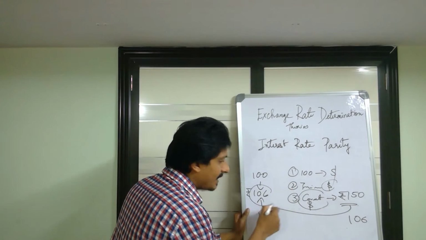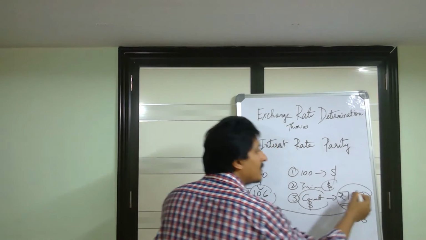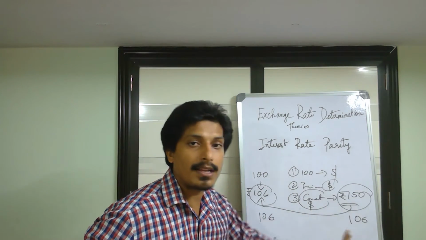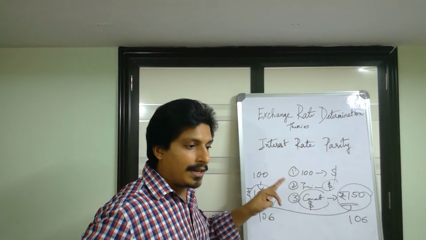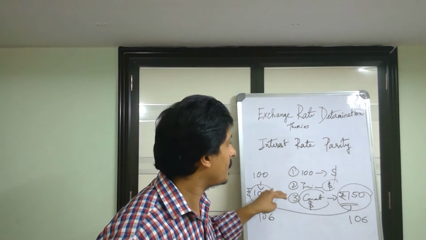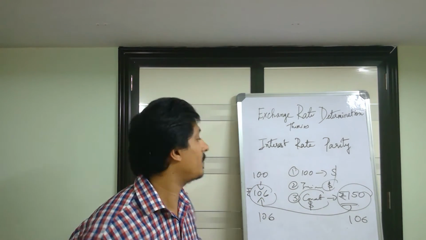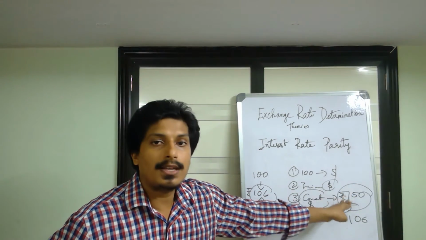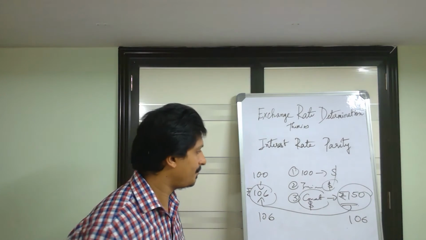If the left hand side does not match the right hand side, if they are different, then the financial markets are said to be in disequilibrium, and you can profit by investing in the country where you get more returns.